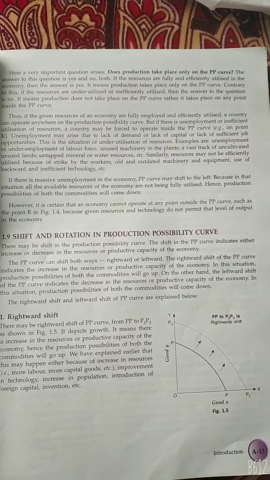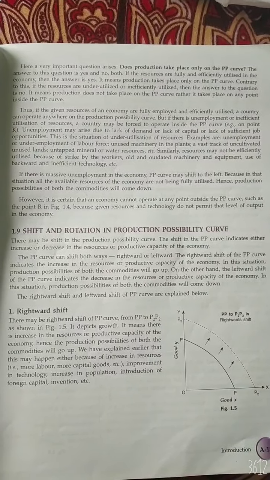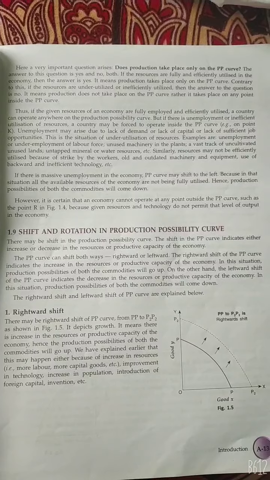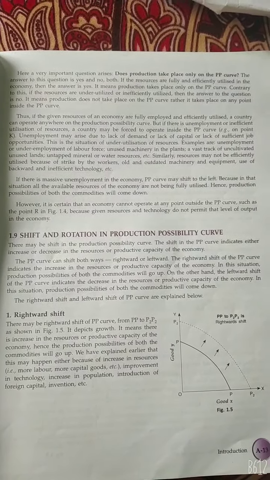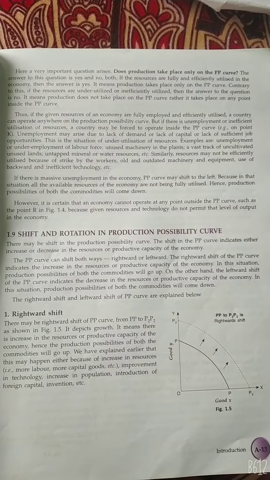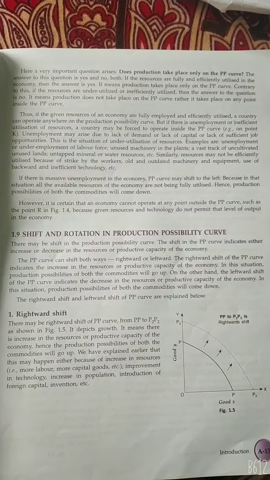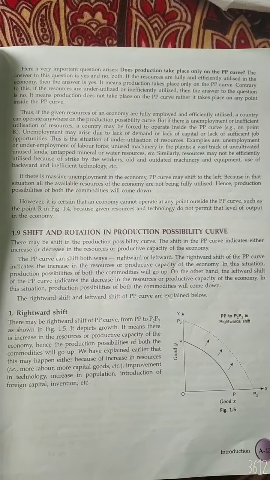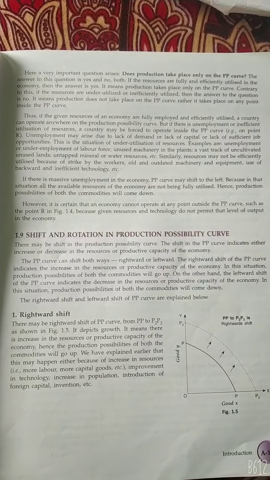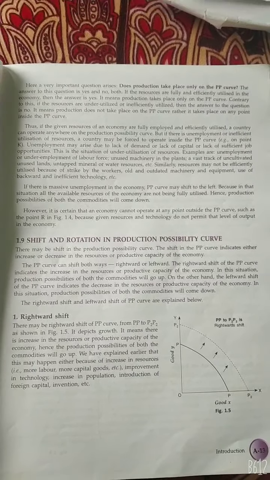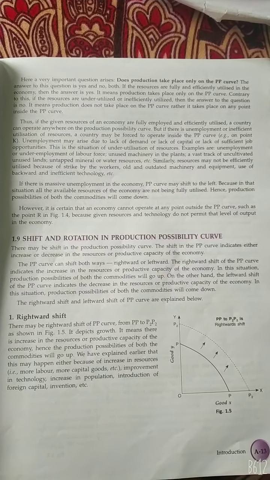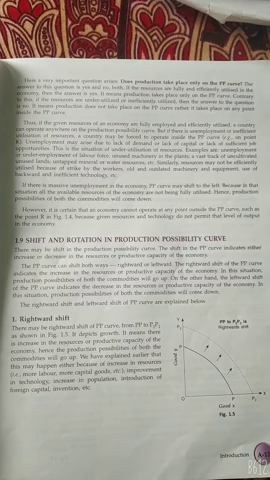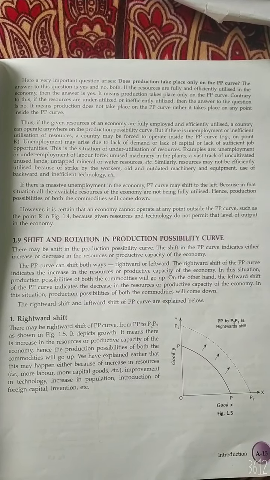The rightward shift of the PP curve indicates an increase in the resources or productive capacity of the economy. In this situation, production possibility of both commodities will go up. On the other hand, the leftward shift of the PP curve indicates a decrease in the resources or productive capacity of the economy. In this situation, production possibility of both commodities will come down. So the rightward shift and leftward shift of the PP curve are explained.